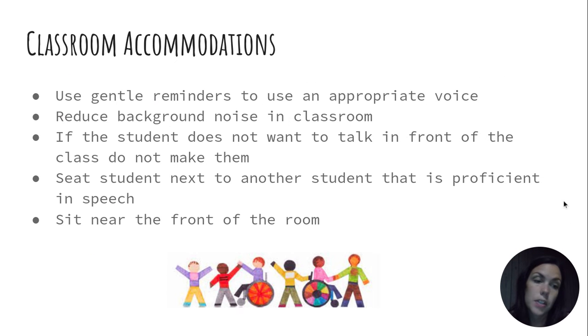Classroom accommodations for speech impairments: you can use gentle reminders to use an appropriate voice. Reduce background noise in the classroom. If the student does not want to talk in front of the class, don't make them. It can make them feel uncomfortable, and you don't want to make them feel uncomfortable. Seat the student next to another student that is proficient in speech, and or sit them near the front of the room if that's going to help with that kiddo. Another one that I had was use graphic organizers and visual aids. Those really come in handy for these kiddos that have a speech impairment as well.